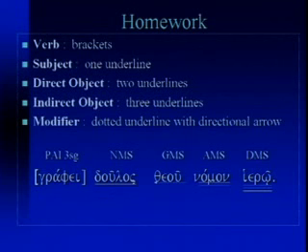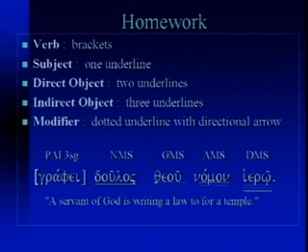Once you have diagrammed it out in this kind of a fashion, you're able to then translate it in an English kind of sentence. A servant of God, taking your nominative and your genitive together, placing it in the subject place. A servant of God is writing, that's your translation of your verb, according to the present tense. And he's writing a law, there's your direct object, to or for a temple. A servant of God is writing a law to or for a temple.